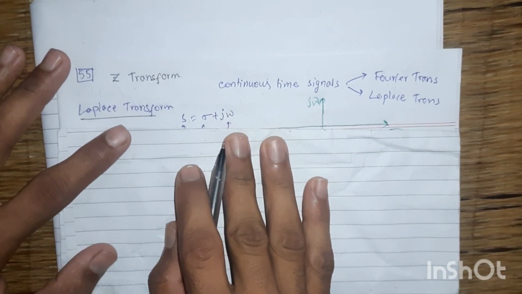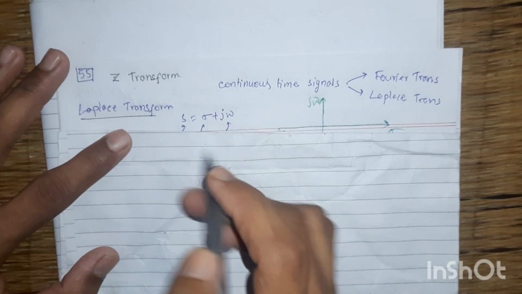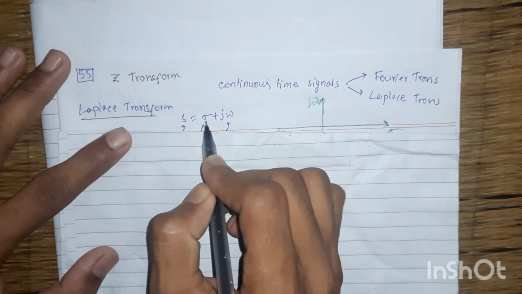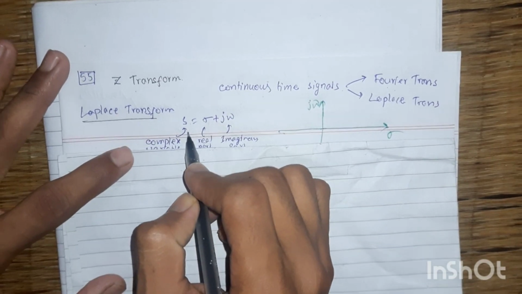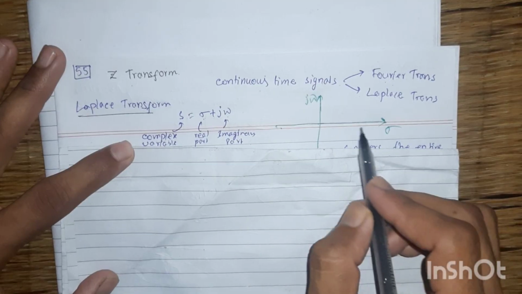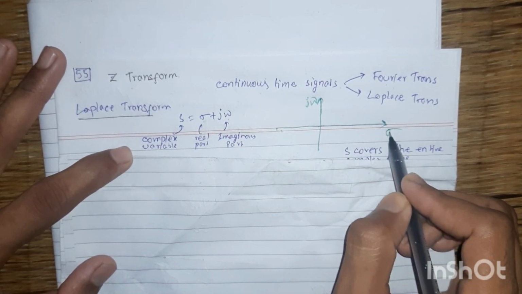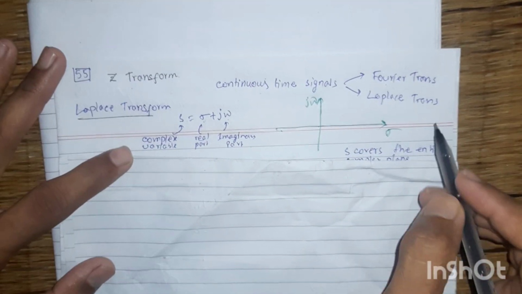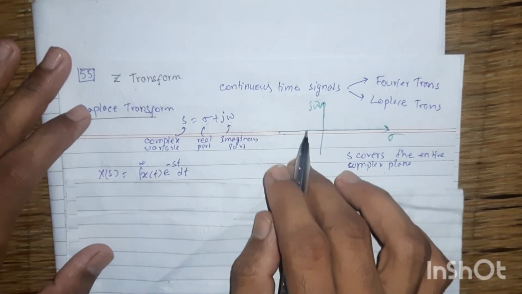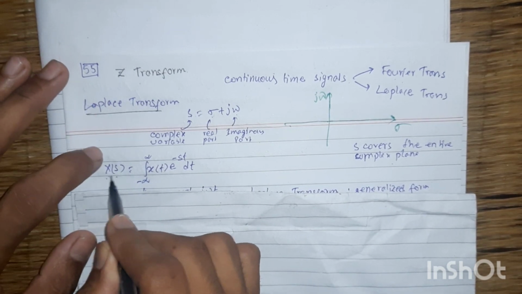In case of Laplace transforms, let's review the Laplace transform things. In case of Laplace transform, the variable was s equal to sigma plus j omega. S is a complex variable where sigma is the real part and omega is the imaginary part. This is the S plane, the complex plane. Here the x-axis is the sigma real axis and this is the imaginary axis. So S covers the entire complex plane. So the definition of the Laplace transform, X of s.